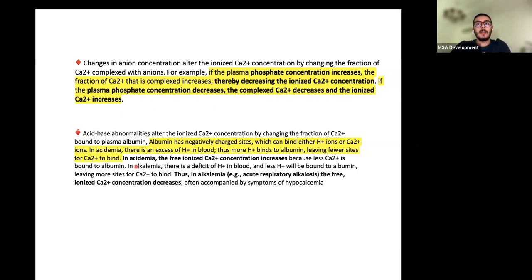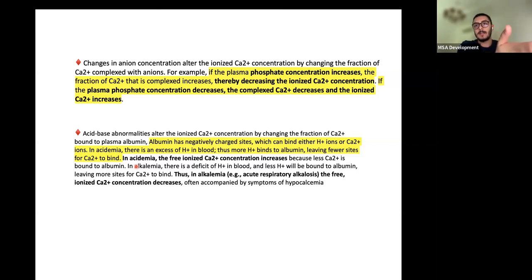The next one here, he's trying to say how the acidity and the basic levels of the blood affect calcium. How, I will explain now. If we have more hydrogen ions because of acidemia, these hydrogen ions will bind to albumin. Why? Because albumin is negatively charged and hydrogen ions are positively charged. So they will bind to albumin, so fewer sites on the albumin will be free for calcium. Hence, most of the calcium will be free and active and ionized.